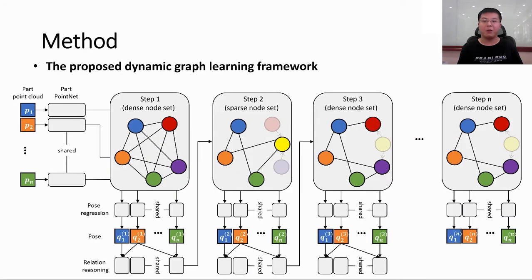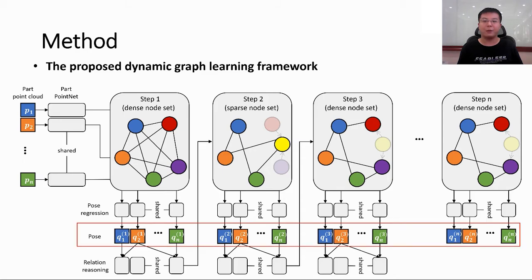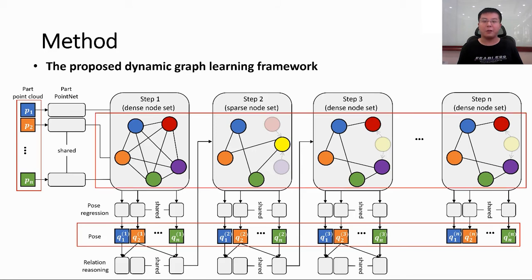In this paper, we propose to use a dynamic graph learning framework that predicts a 6D part pose, including a rigid rotation and translation for each input part point cloud, while forming a dynamically varying part graph and iteratively reasoning over the part poses and their relations.